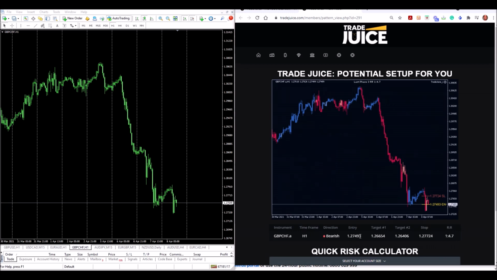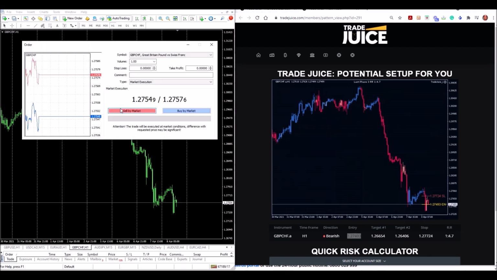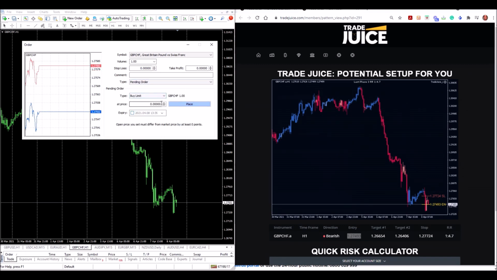What I'm going to do then is simply set the entry point because price has not yet reached that point. As opposed to a market execution or immediate execution, I'm going to enter a pending order and I'm going to go short. So I'm going to put in a sell stop, which means that once price hits that level, somewhere down here, then I will be in the trade.